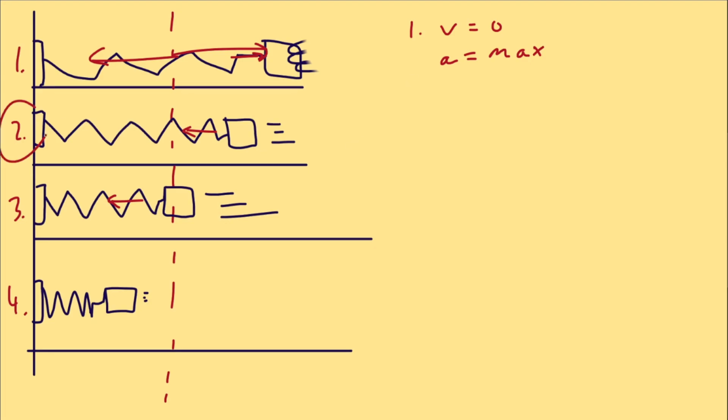How about at stage 2? What's going on here? As it flings back toward the left, your velocity increases and your acceleration decreases because you get closer to the center.